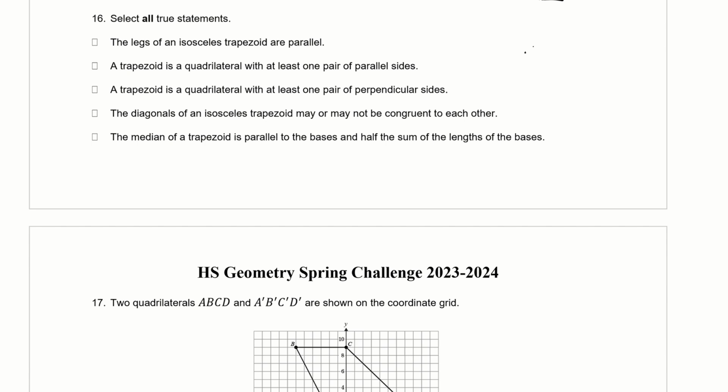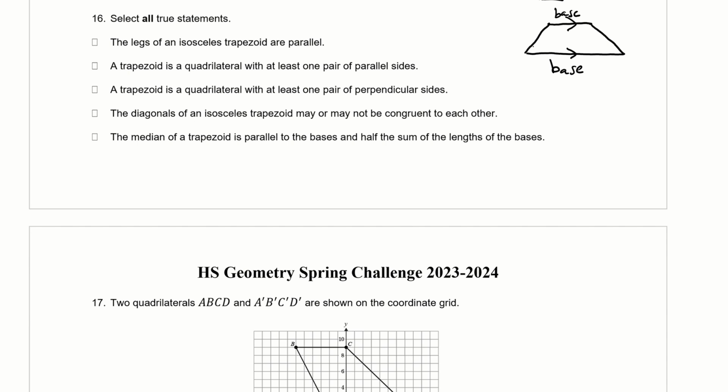So we've got a trapezoid. Remember, a trapezoid is a quadrilateral where you have at least one pair of parallel sides. So you have one pair right there. Those are parallel, and they are referred to as the bases. So that's a base and that's another base. The bases are parallel.